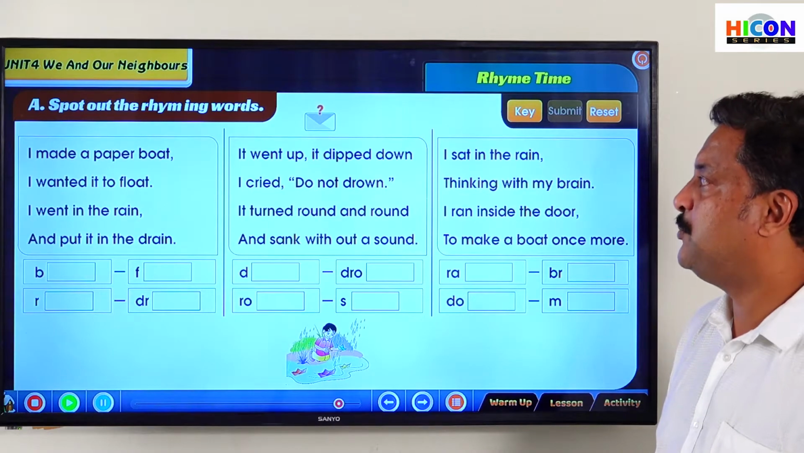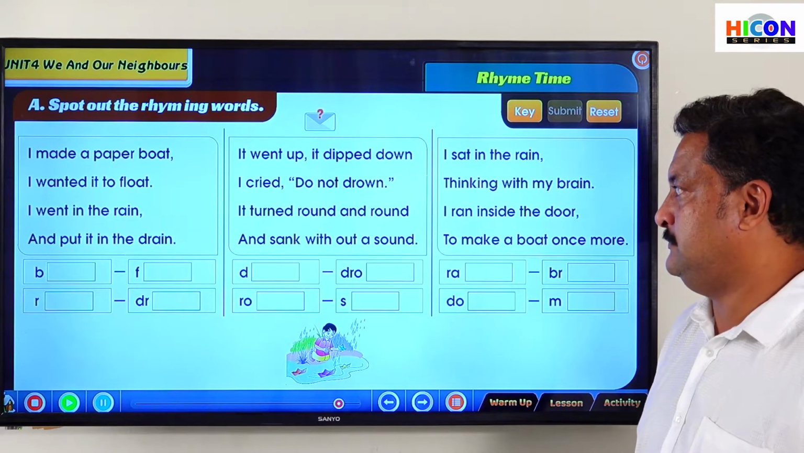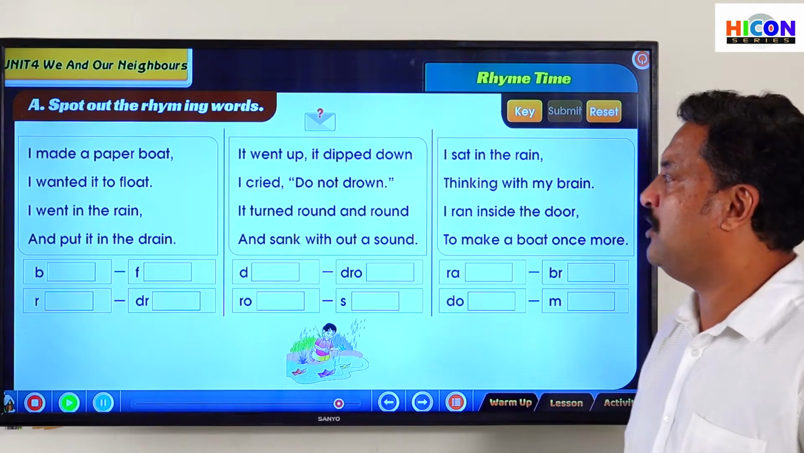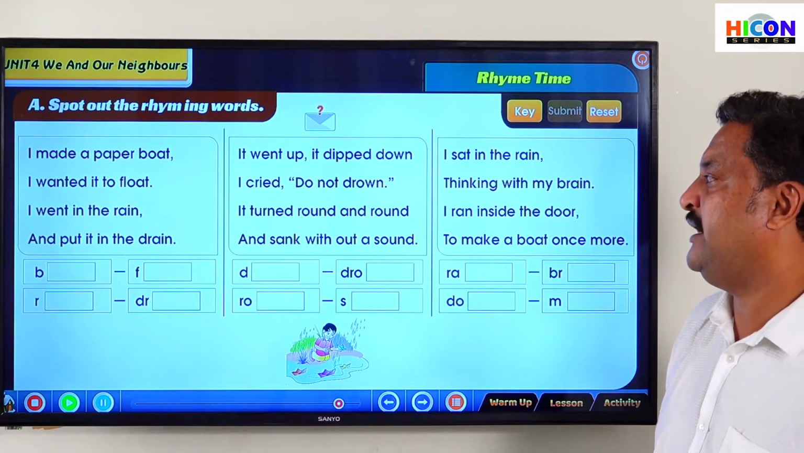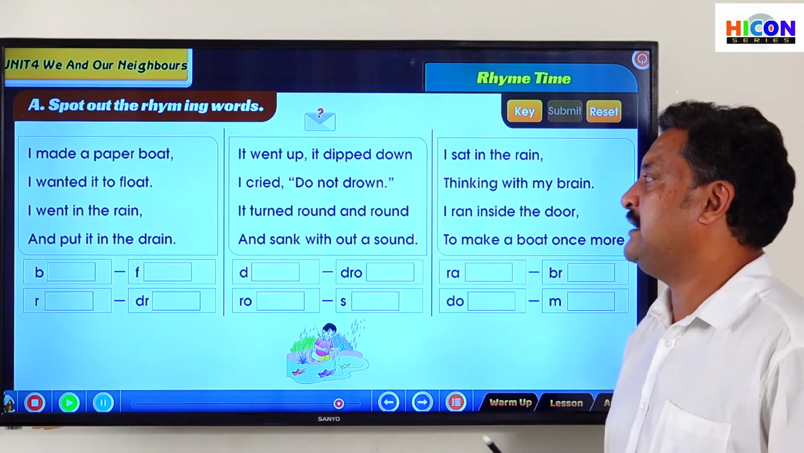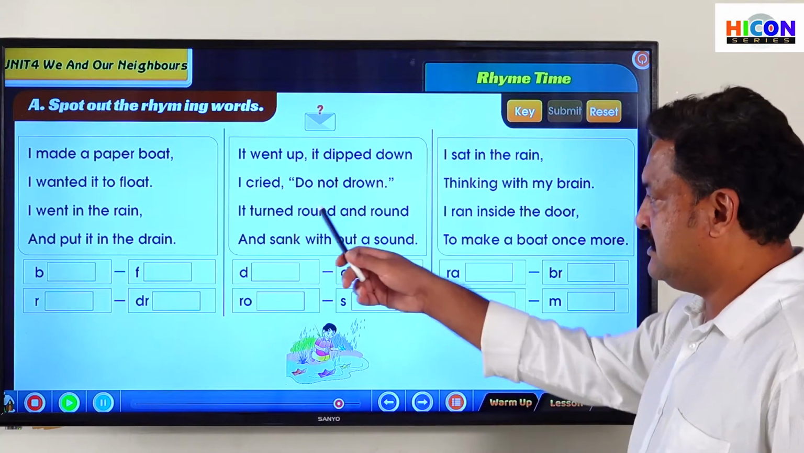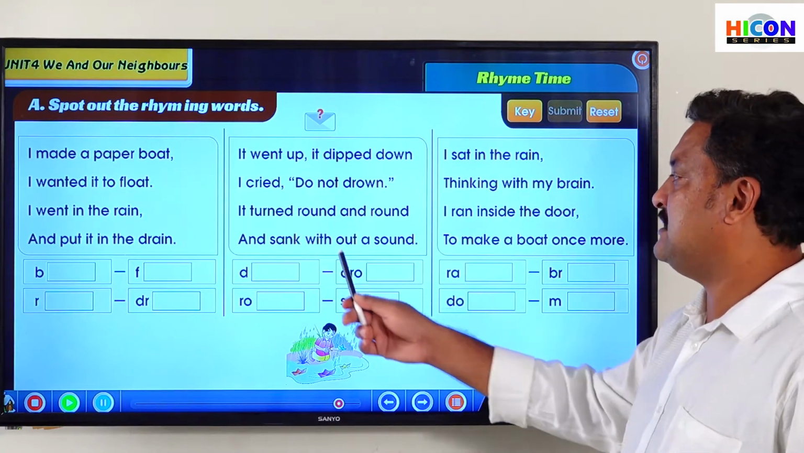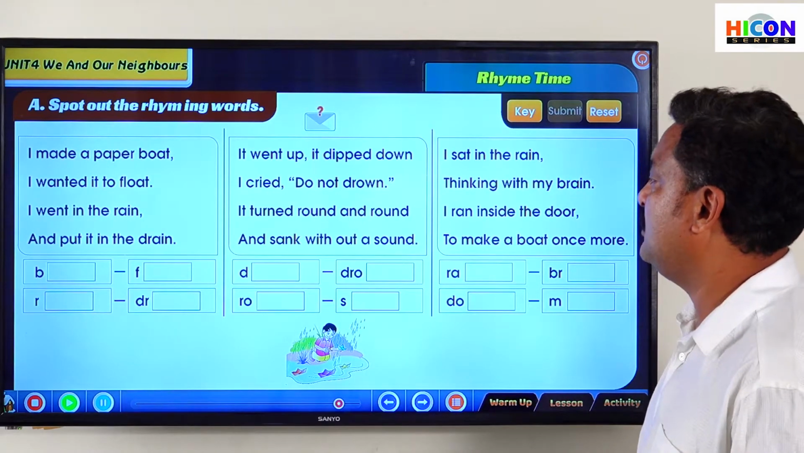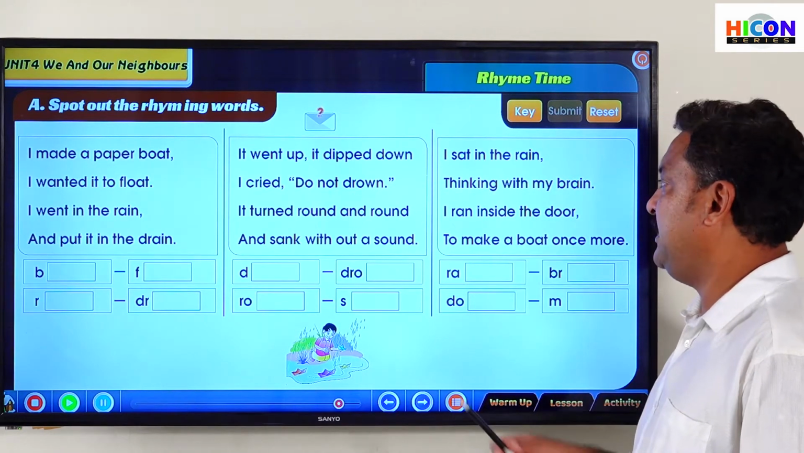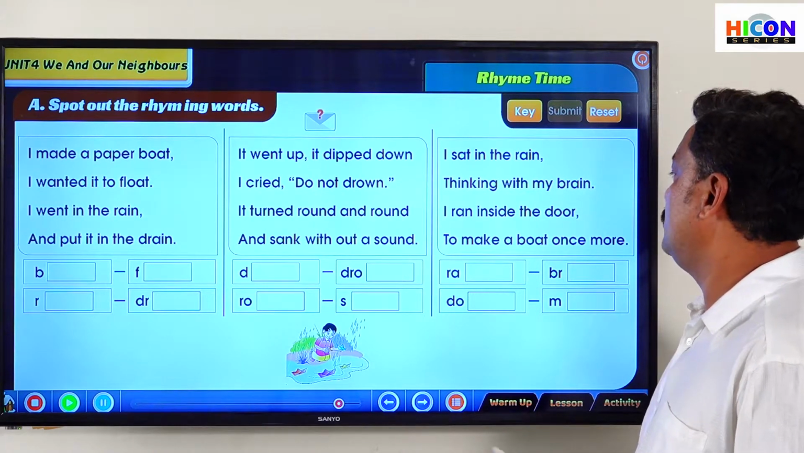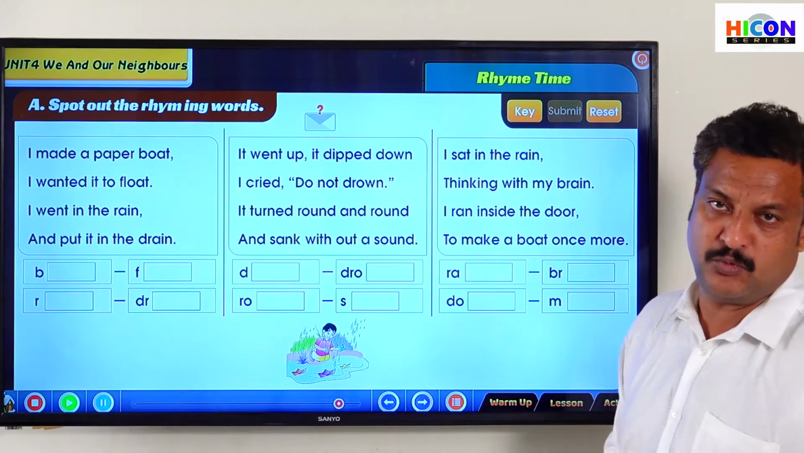Yes. So spot out the rhyming words. So here we have the poem. See, I made a paper boat. I wanted to float. I went in the rain and put it in the drain. I went up, it dipped down. I cried, do not drown. I turned round and round and sank without a sound. I sat in the rain, thinking with my brain. I ran inside the door to make a boat once more.